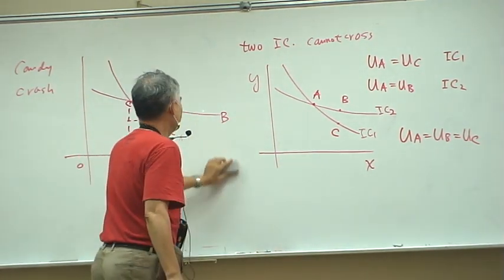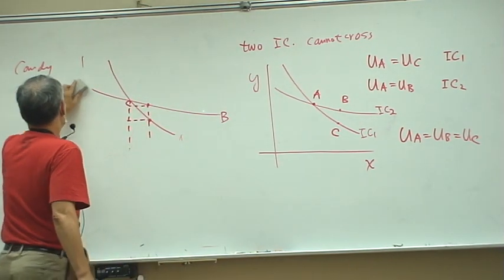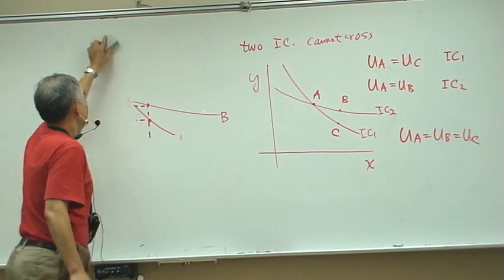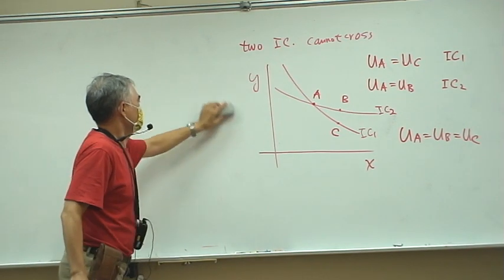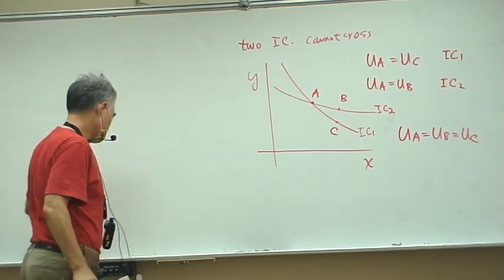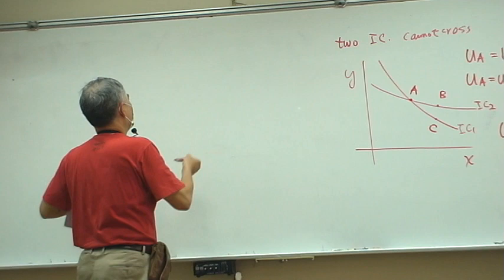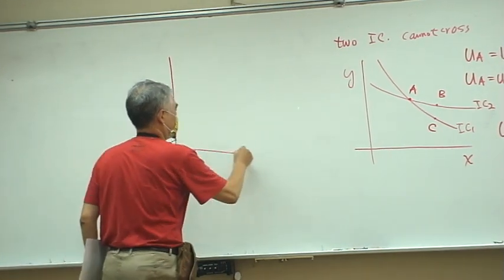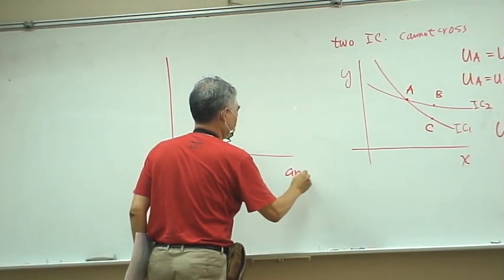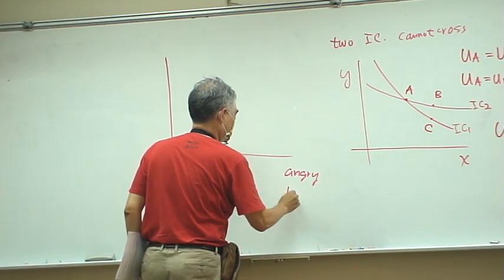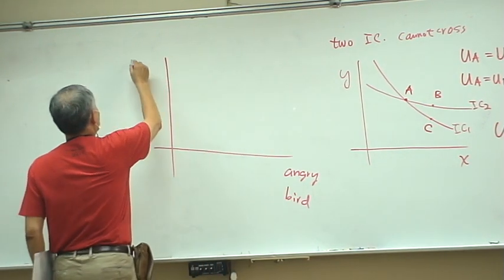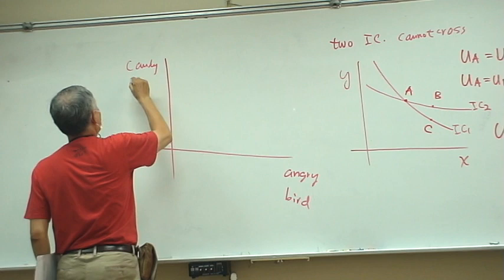Now we go back to how to get the equilibrium. So here we have Angry Bird, and here you have Candy Crush.